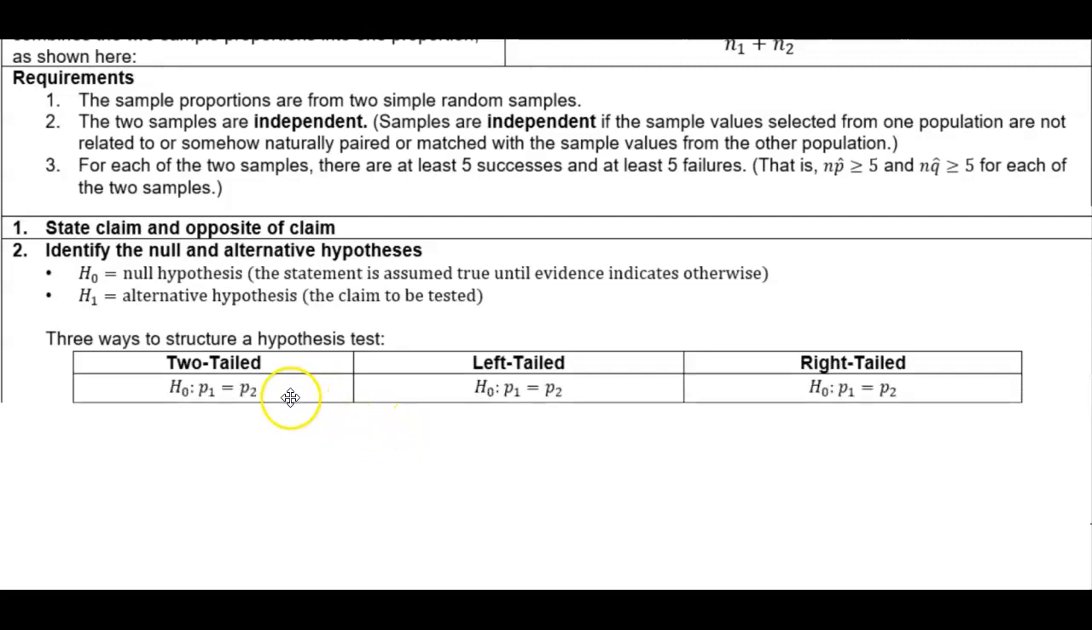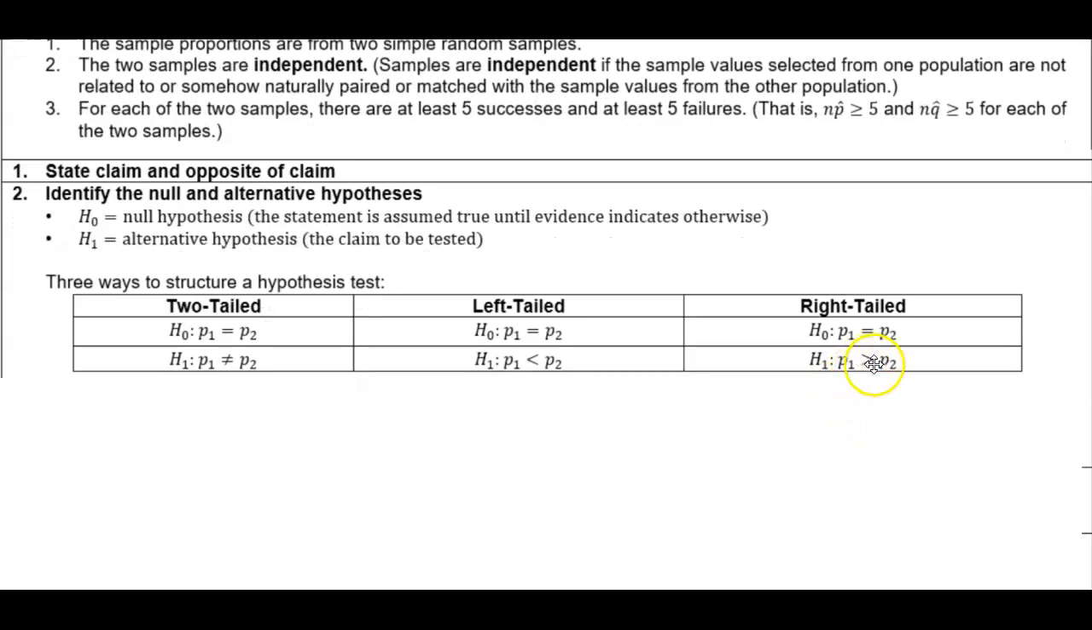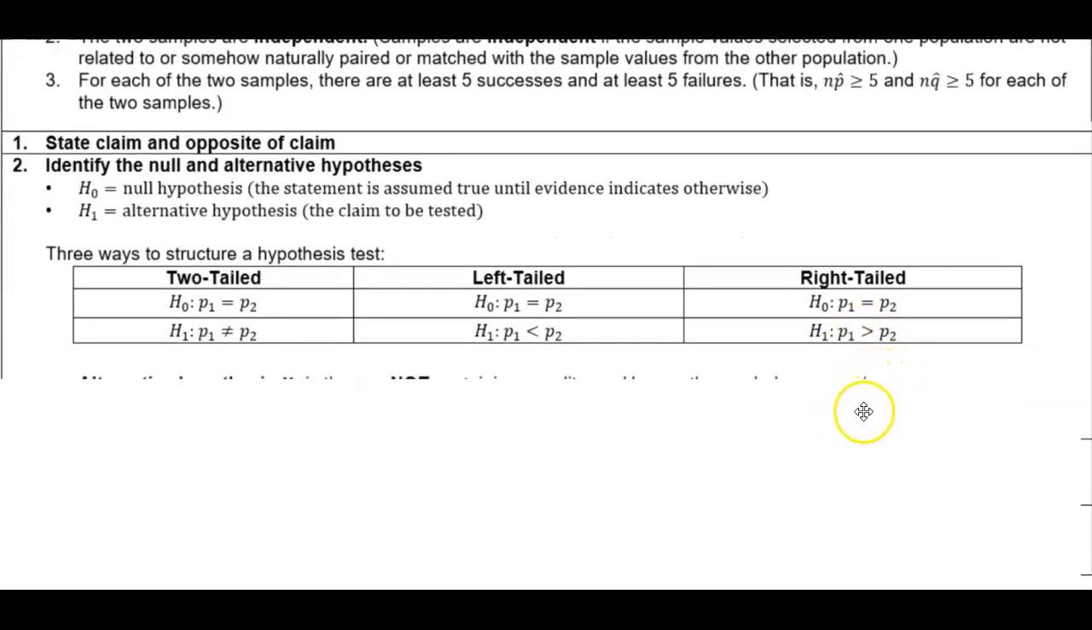Okay, so for the null hypothesis for the two-tailed, left-tailed, and right-tailed, it's going to be population 1, or P subscript 1, is equal to population 2, which is P subscript 2. And then the alternative for the two-tailed is P subscript 1, or population 1, is not equal to population 2. For the left-tailed alternative hypothesis, population 1 is less than population 2. And the right-tailed alternative hypothesis is that population 1 is greater than population 2.